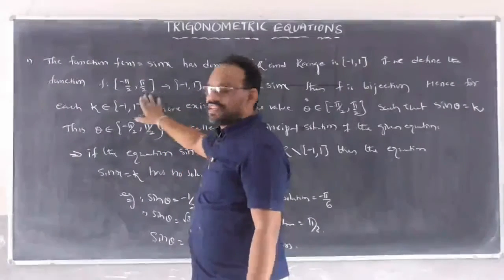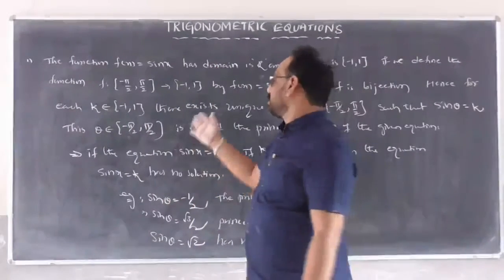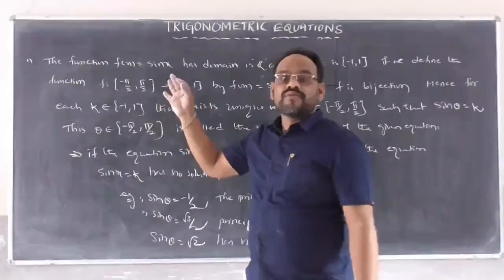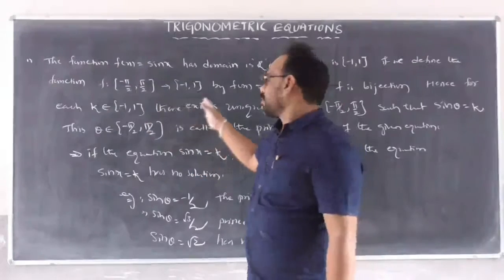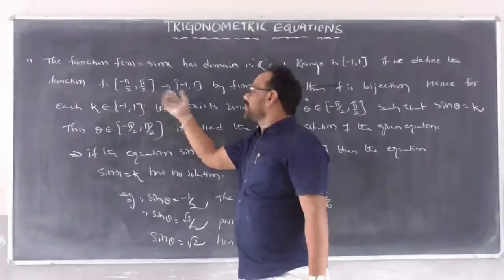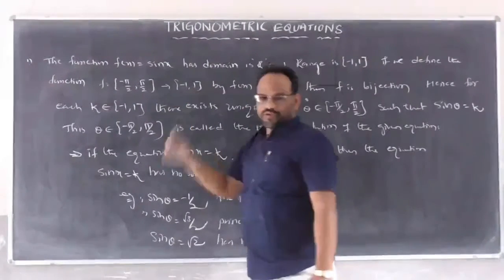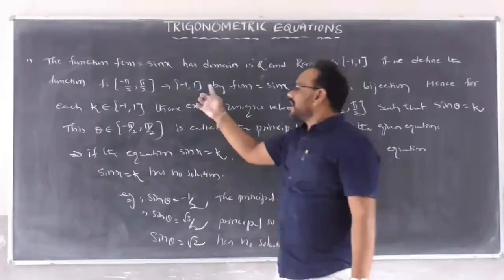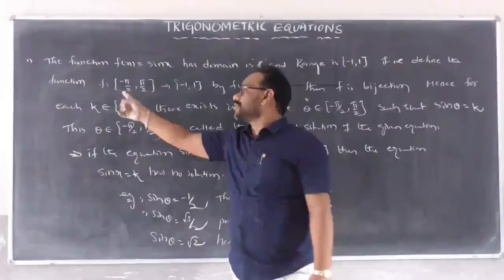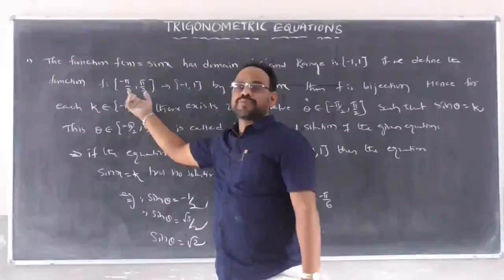in this situation sin x is a bijective function. Bijection means sin x is satisfying one-one and onto functions also. So in this situation, if you take k as any real number which belongs to the closed interval minus 1 to plus 1, there exists a unique value theta which belongs to the closed interval minus pi by 2 to plus pi by 2.